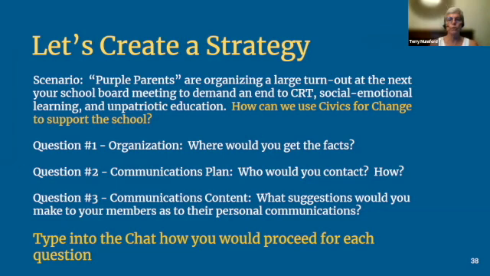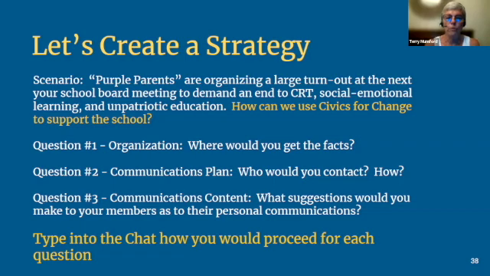And they're going to demand an end to CRT. They're going to demand an end to social emotional learning. And they're going to demand an end to unpatriotic education. And so I want you to help me, because this is a really important issue. How can we use our Civics for Change approach to support the school? Because I think we do.